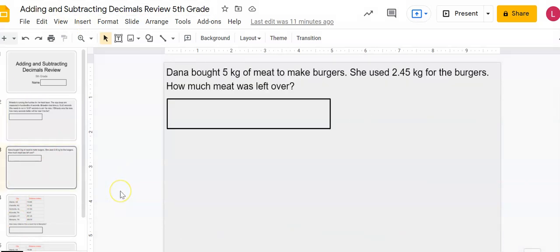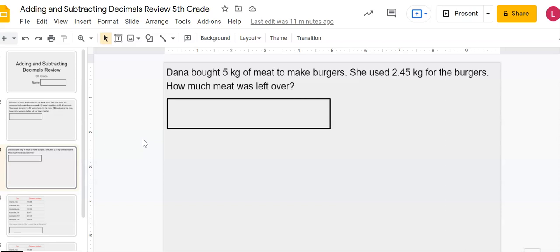So let's think about this next one. Dana bought 5 kilograms of meat to make burgers. She used 2 and 45 hundredths kilograms for the burgers. How much meat was left over? Why don't you pause the video here and see if you can solve this, and we'll come back together. Okay, great. Glad you're back with me.